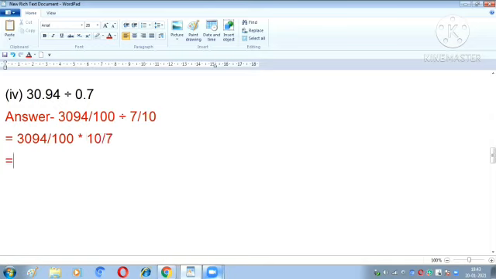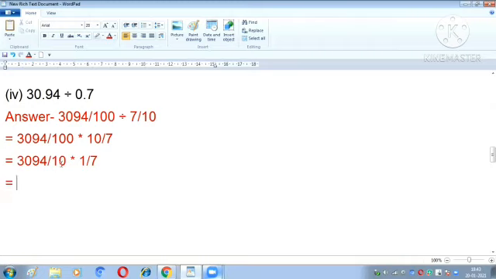Okay, that is equal to what? So now we will cut the zeros, the 0 of 10 and 1 zero of 100. Okay, and the result will be 3094 upon 10 multiplied by 1 upon 7.